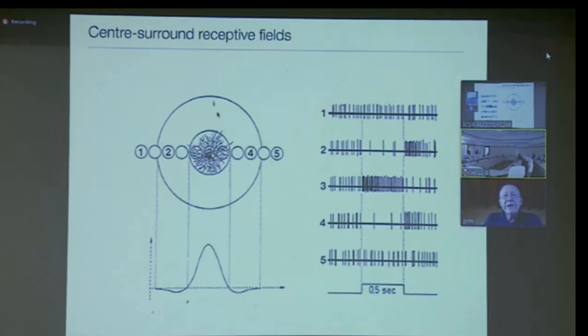So we can imagine marching this spot of light in different directions, and we could map out in two dimensions the response of this cell relative to background level, and we could imagine making a three-dimensional map of the sensitivity.